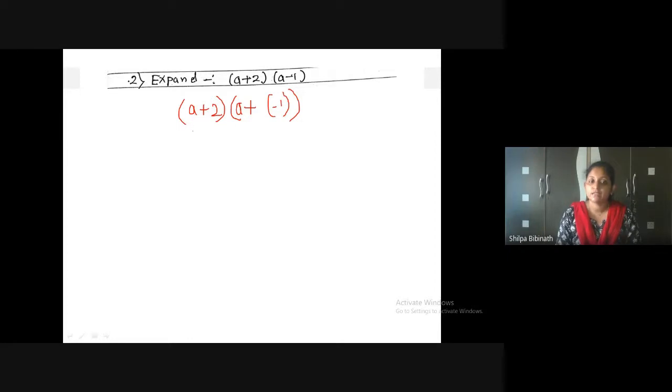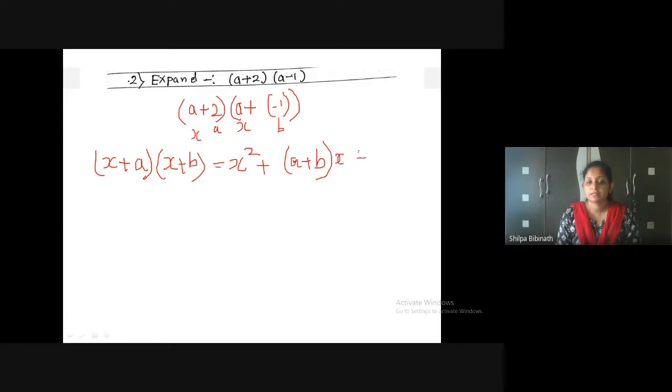Now we can say that this is x, this is a, this is x, and minus 1 with the sign will be b. Come on, apply the formula here. X plus a multiplied by x plus b. What is the formula? X square plus in the bracket a plus b, x, outside bracket means it is multiplied by x, plus ab.